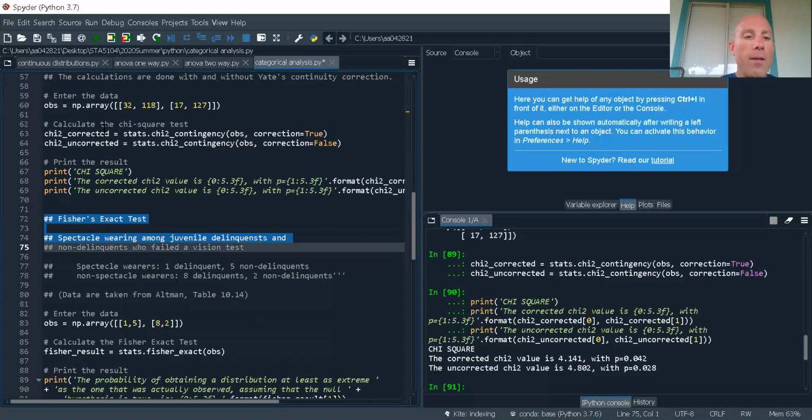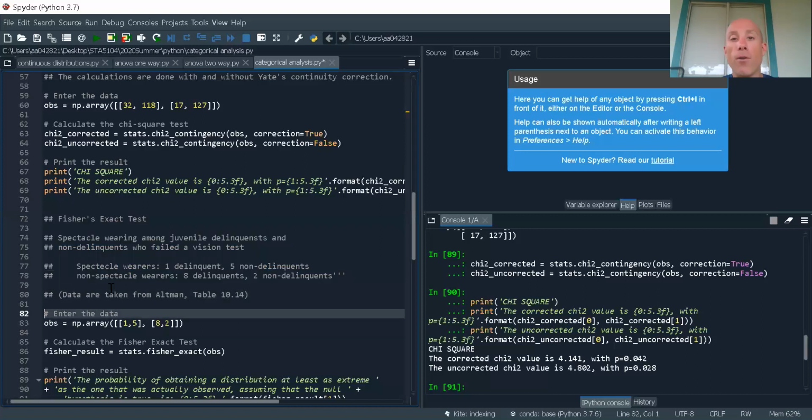All right, so we want to look at spectacles for juveniles and non-delinquents who failed the vision test. In the data, we've got one delinquent that wears glasses, 5 non-delinquents that wear glasses, 8 delinquents who do not wear glasses, and 2 non-delinquents that do not wear glasses. What we want to know is whether there is a difference in these two populations. Do we see spectacle wearing evenly between the two groups? Do we see delinquency evenly among the glasses and non-glasses kids?